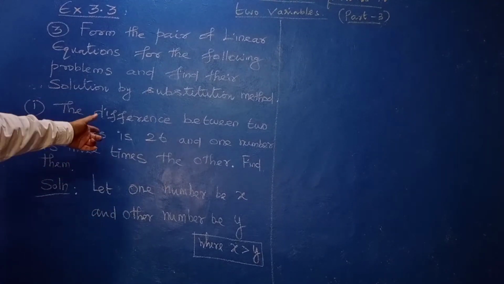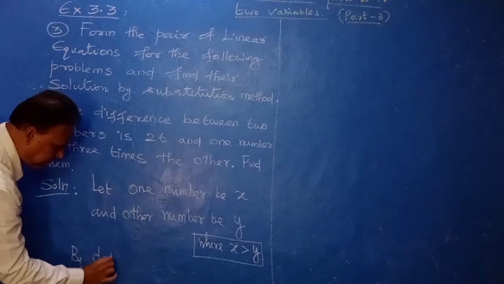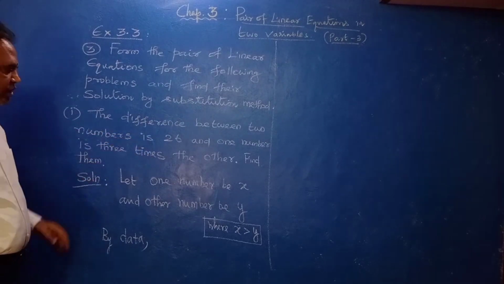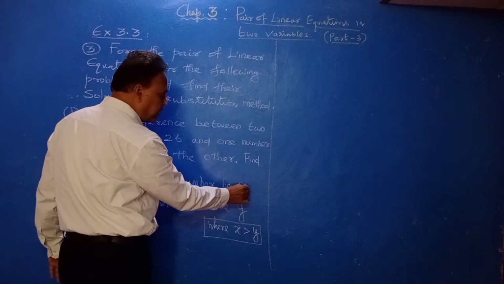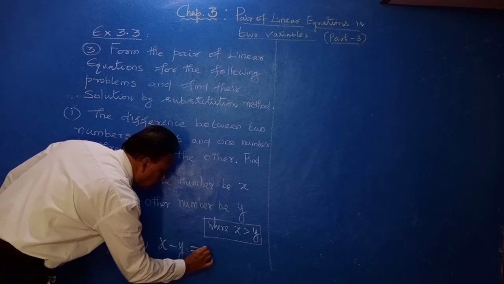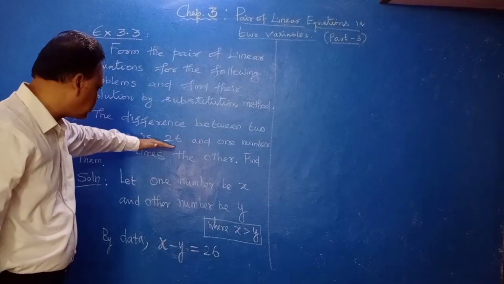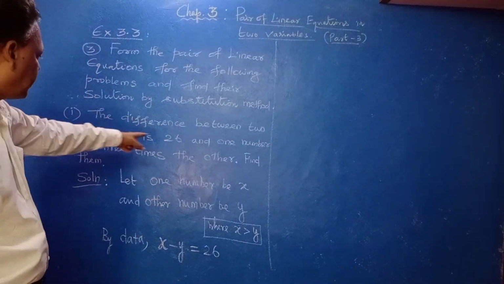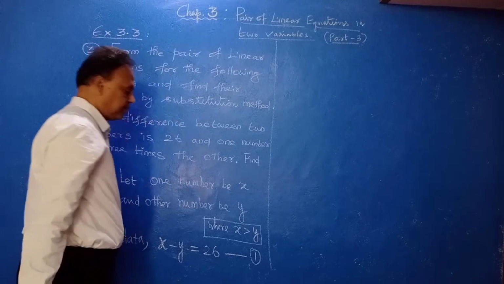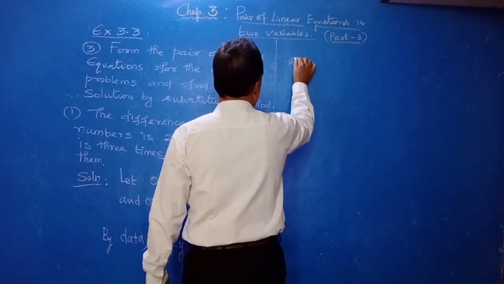Then according to the problem you can write the statement. By data, the difference between two numbers is 26. Difference means what you have to do? Subtract big minus small. So x minus y is equal to 26. According to this statement, you will get one equation. This is equation number 1.